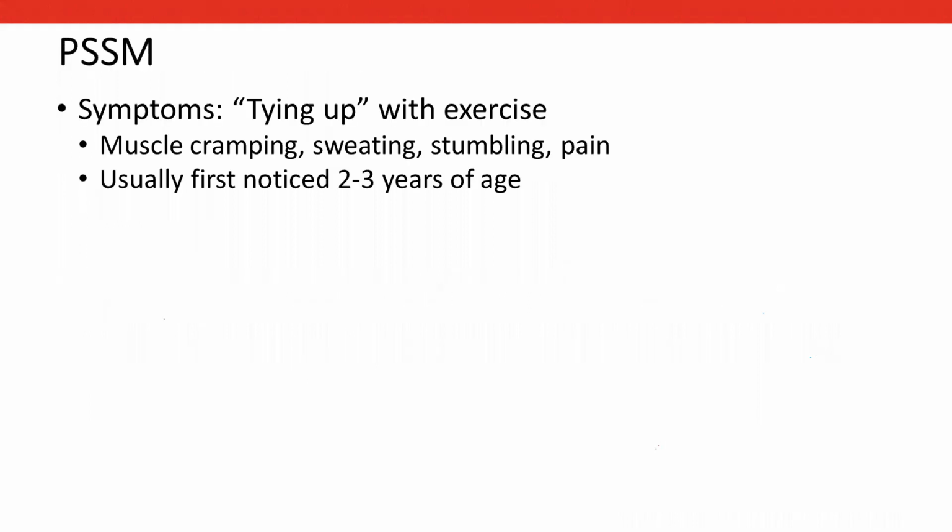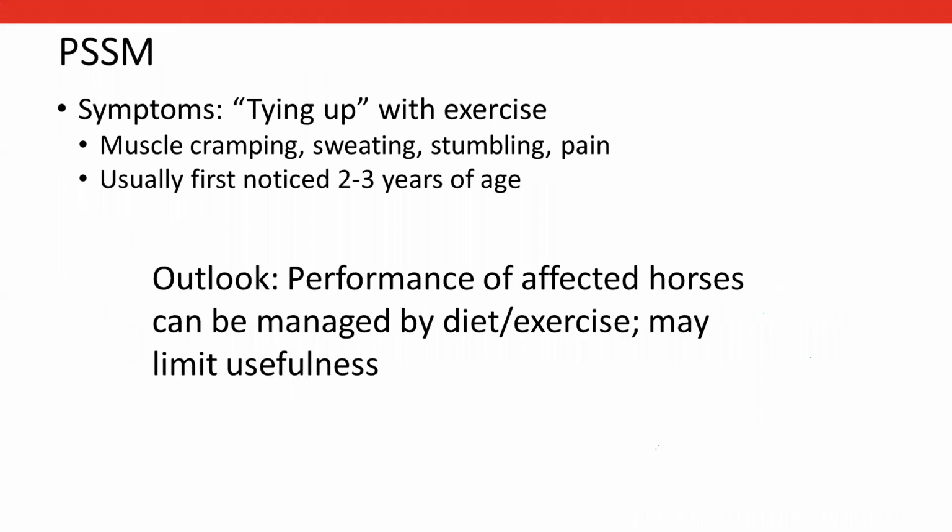So the symptoms are tying up with exercise, or those muscle cramps. The horses will also sweat, they may stumble, and it is painful to the horses. This is usually first noticed at about 2 or 3 years of age. Not coincidentally, this is when horses generally start to be worked.